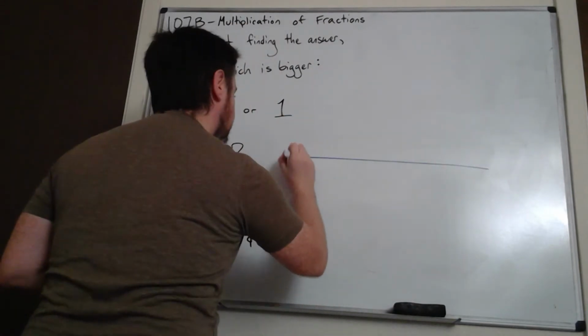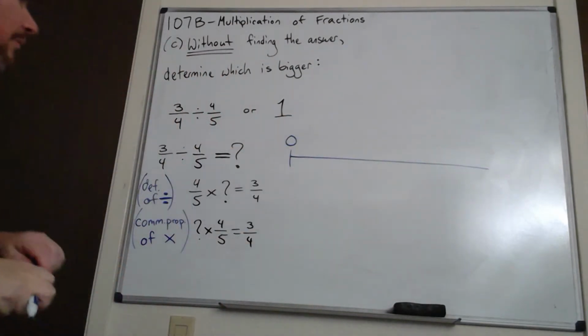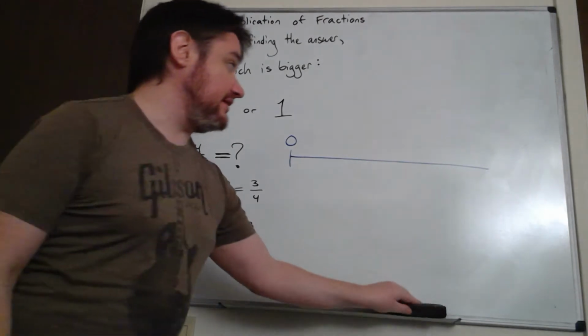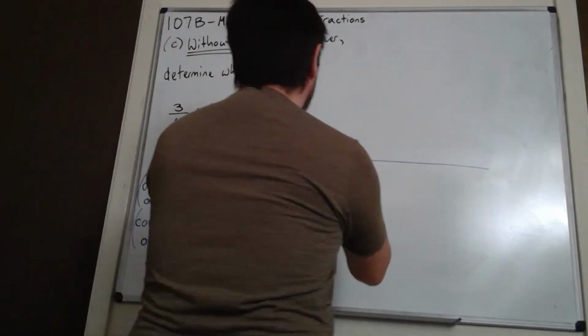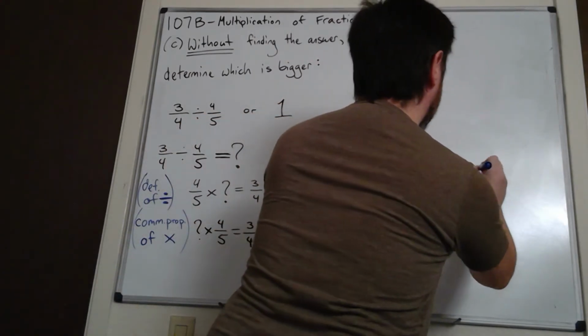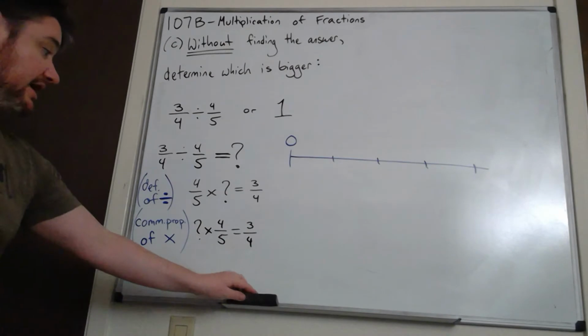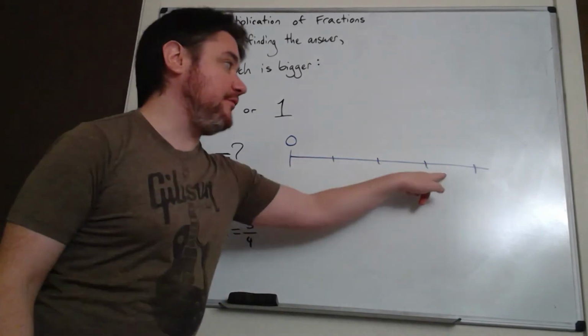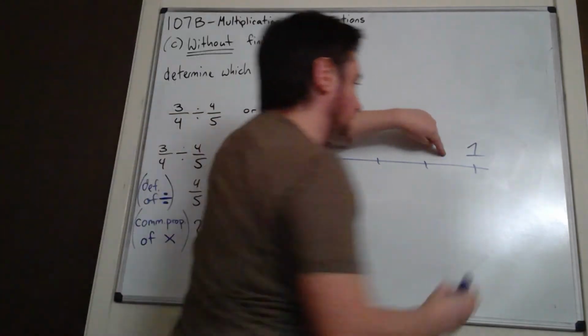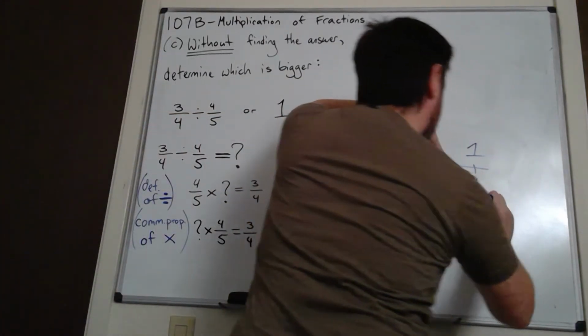Let me do something like this. So 0. And I want to find one of those numbers first, I guess. So let me choose the larger denominator and go out, let's say 1, 2, 3. I changed my mind. Let's use the smaller denominator, just because of the length of my line. I made 1, 2, 3, 4 equal length segments. If I put my whole there, then that whole is 4/4.